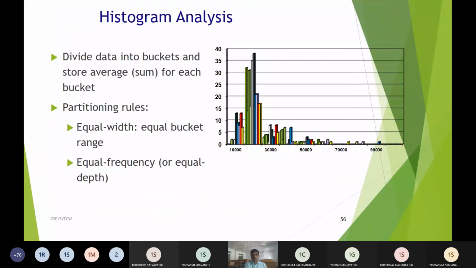The other approach we are going to look at is the histogram. In this histogram, data is going to be partitioned into equi-width and equi-frequency, that is equi-depth. So now you can see here the green color combinations are going to be repeated, and you can say the bucket size is going to be equal.